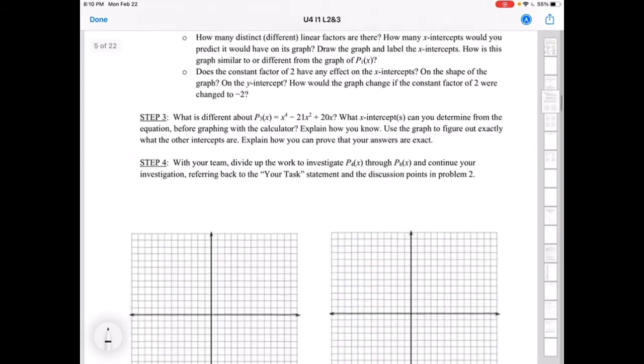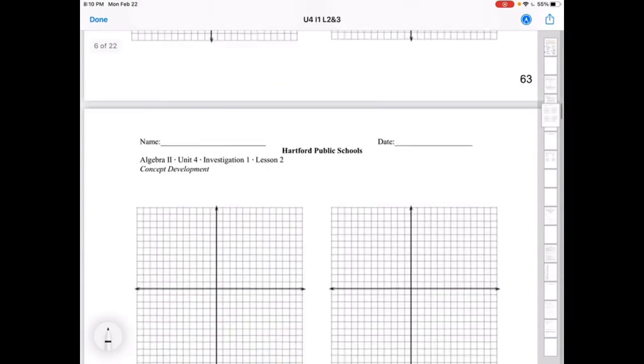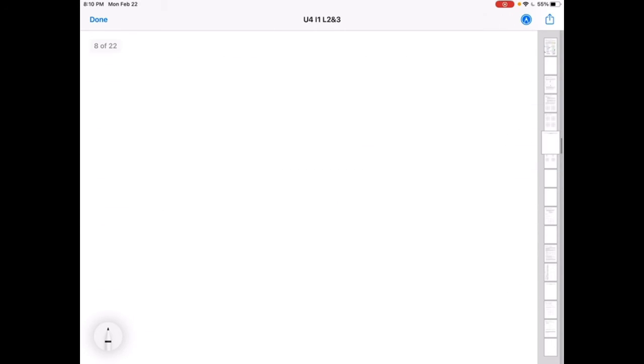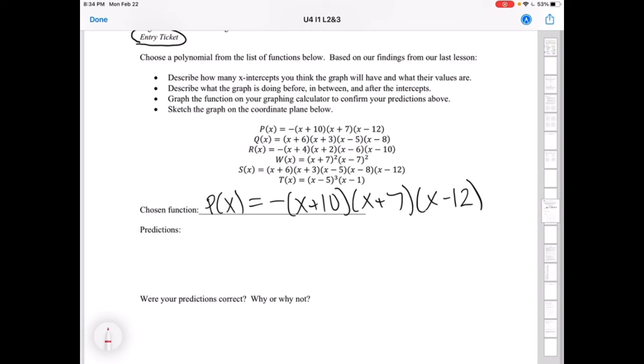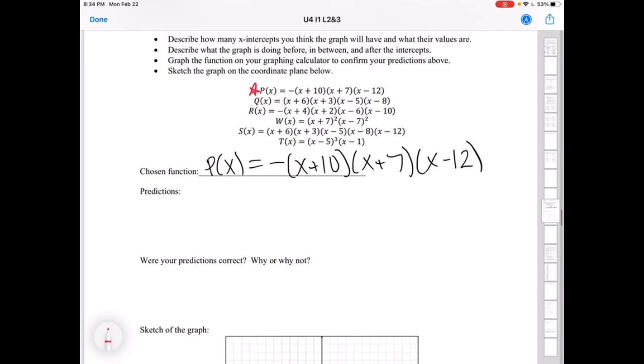All right. So this kind of goes along with that last page, and it also gives you blank graphs to help you with graphing. You guys can pick a different one if you want, but I'm going to choose just like the first one just to make it easy. P of x is equal to negative of x plus 10 times x plus 7 times x minus 12.